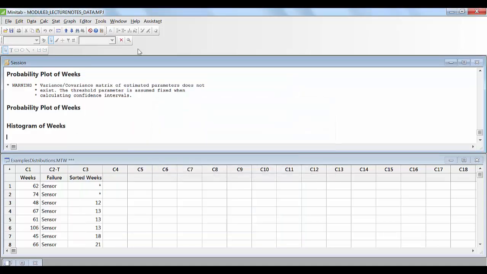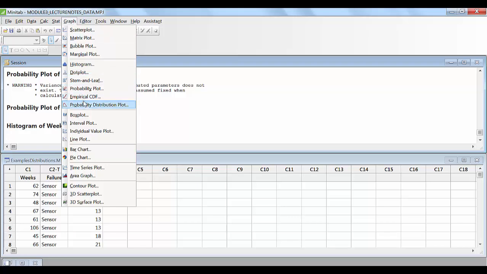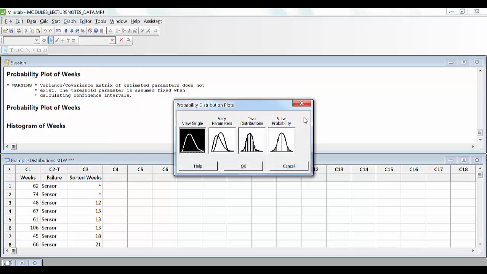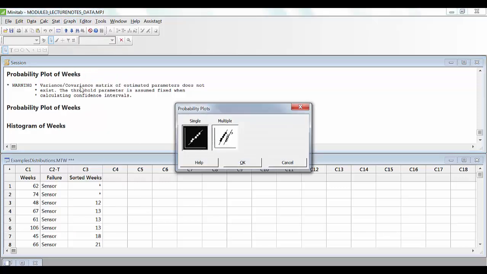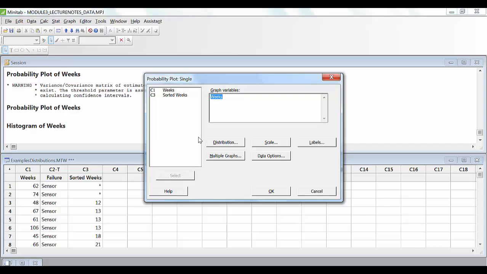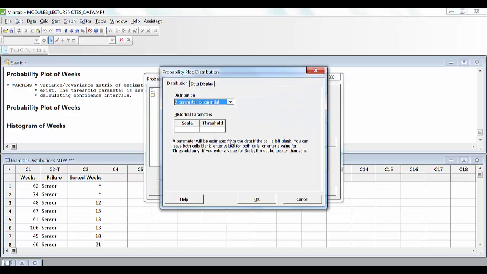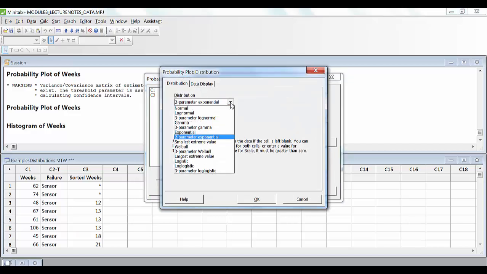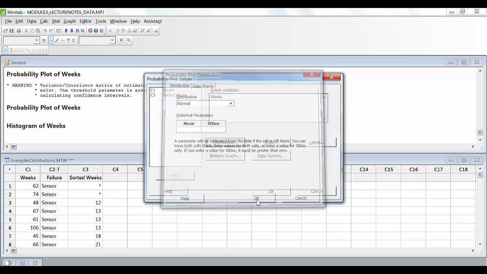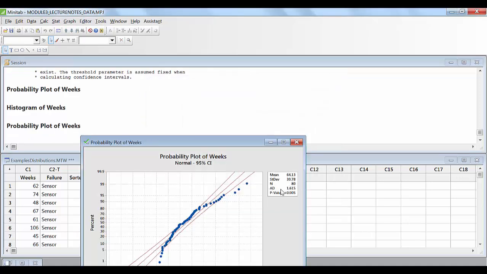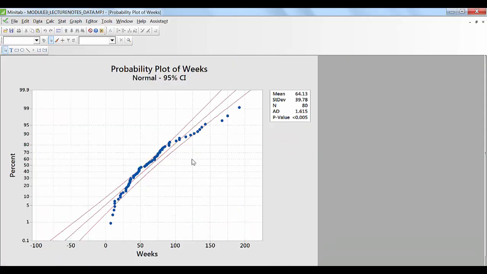So we want to be a little bit more definite, and here's where I'm using the probability plot. Graph, Probability Plot, and for a single set of data, the sample data is in the weeks column. We can try to fit different distributions. You can choose which one, and I'm going to see if it's a normal. The normal is, in fact, the default distribution. So let's graph, and let's make this larger.